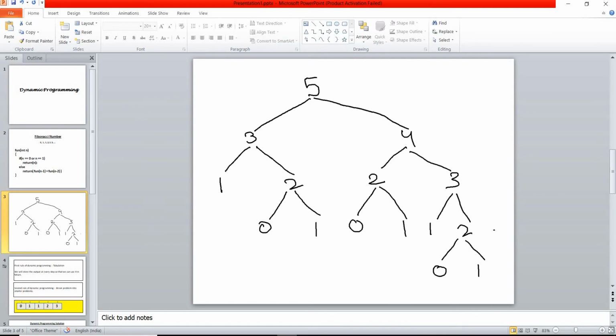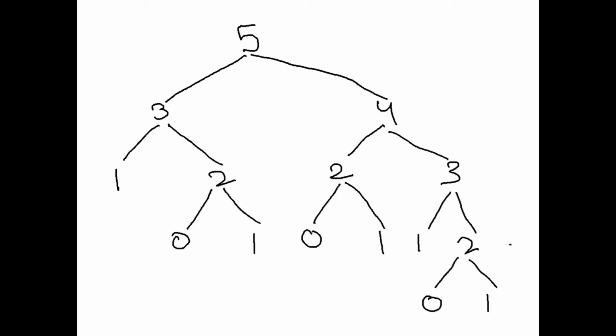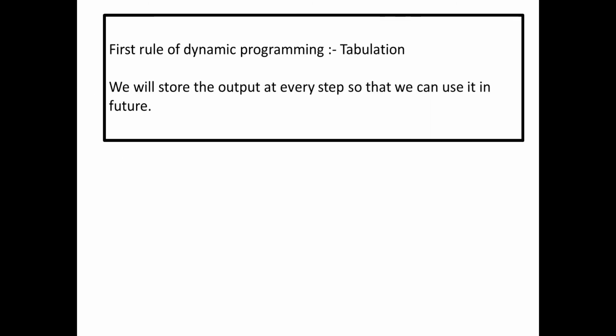That we start storing the result. So here comes the very first rule of dynamic programming, that is tabulation. Instead of calling a function again and again, we'll store the value the first time we calculate it. Simple enough.